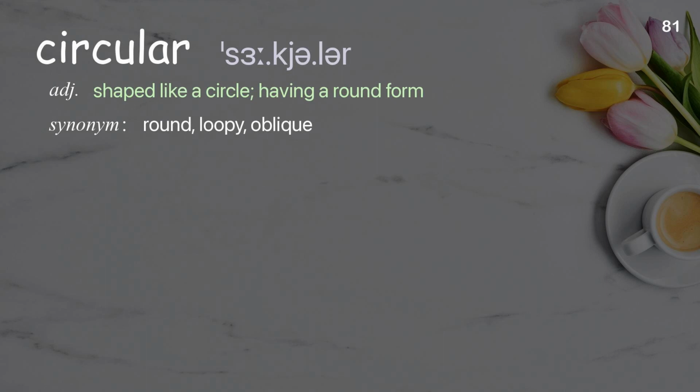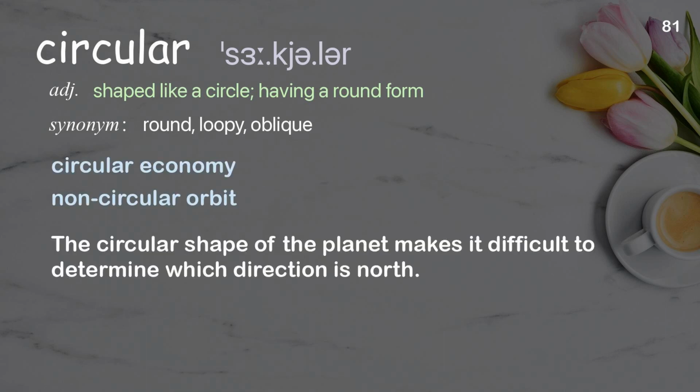Circular. Shaped like a circle, having a round form. Examples: Circular economy. Non-circular orbit. The circular shape of the planet makes it difficult to determine which direction is north.